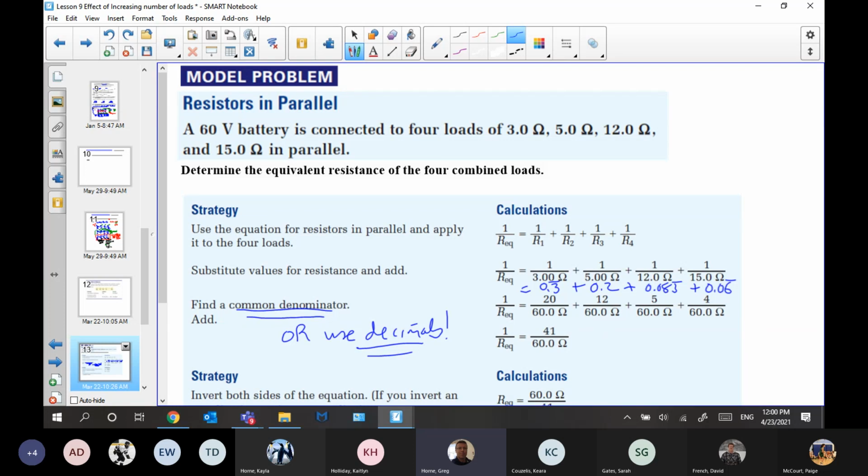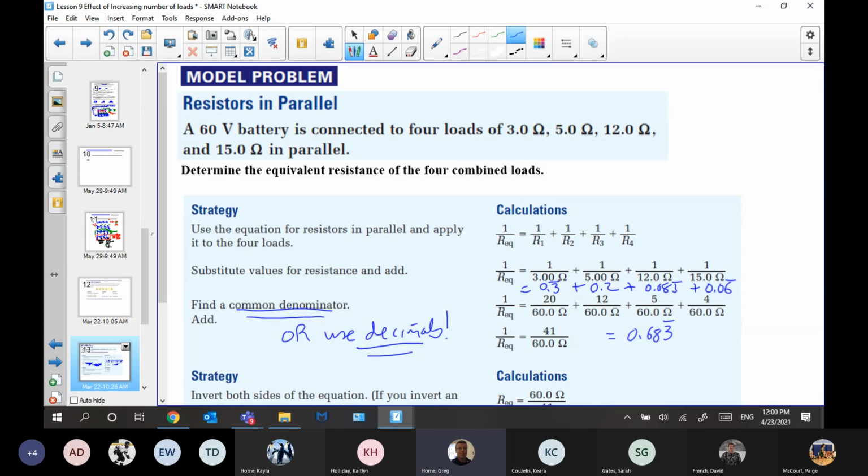So it's totally doable to do this with decimals, in which case you can just add up those values. Instead of adding up the numerators and keeping the common denominator, you just add up the decimals. So the 0.06 repeated plus the 0.083 repeated, just do a bunch of 3s, plus the 0.2 plus the 0.3 repeated, again a bunch of 3s, gives me 0.683 repeated.